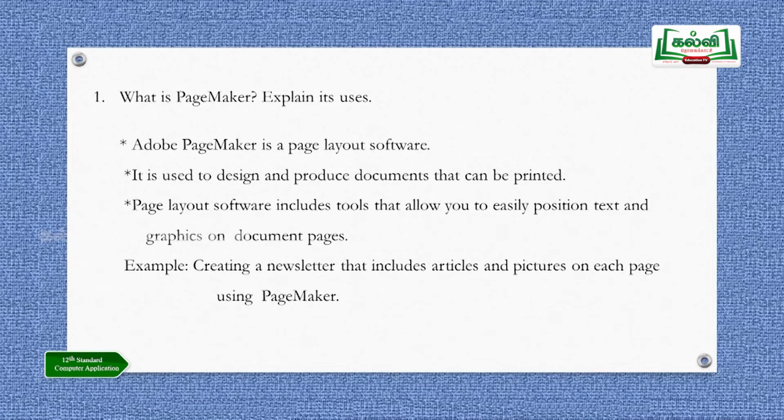For that we are using specialized software called DTP software, and PageMaker is one of the DTP software for this purpose. This is the answer. Adobe PageMaker is a page layout software. It is used to design and produce documents that can be printed. In page layout software, we have various tools. We usually position the text and graphics images on the document. Next we move on to the next question.